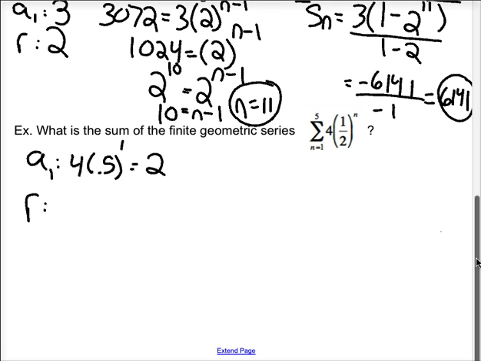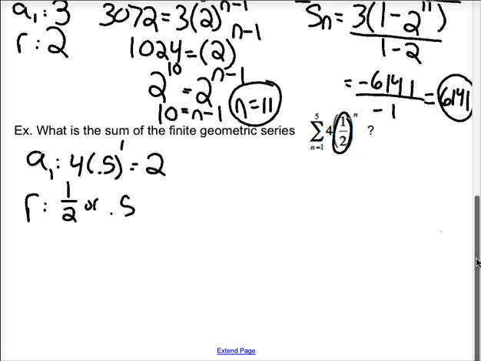The rate is always going to be the thing that has the exponent. That variable exponent is always going to be the rate. So here the rate is 1/2, or if you want to call that 0.5, that's fine as well.